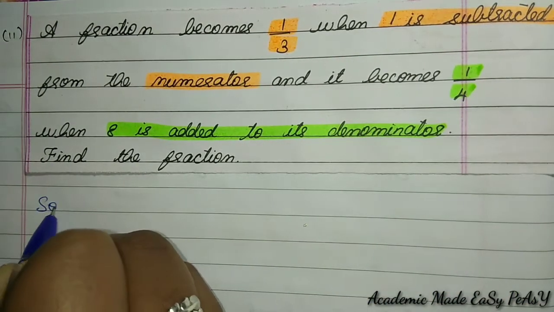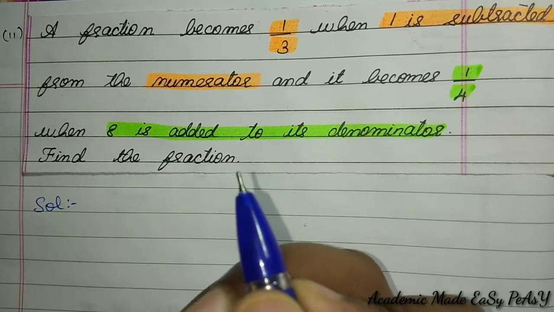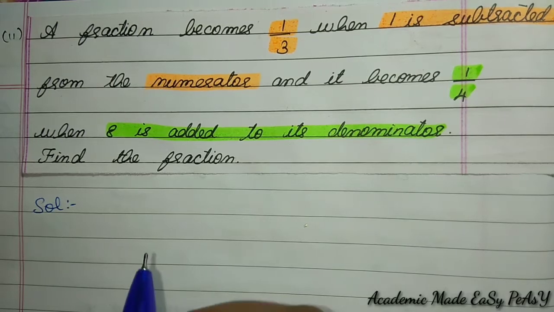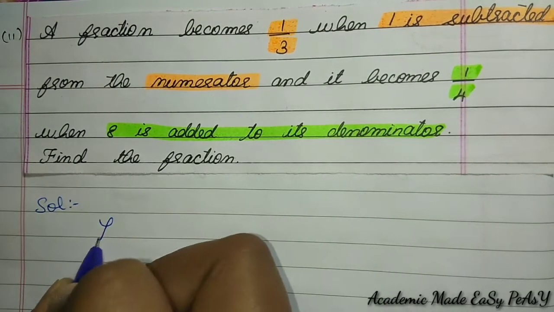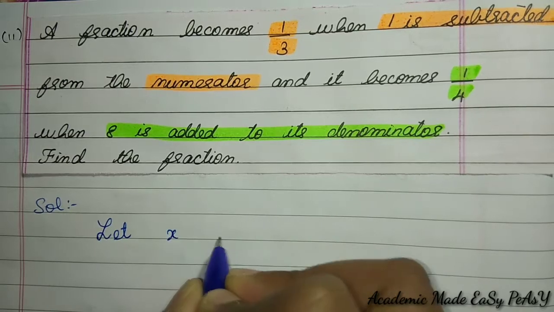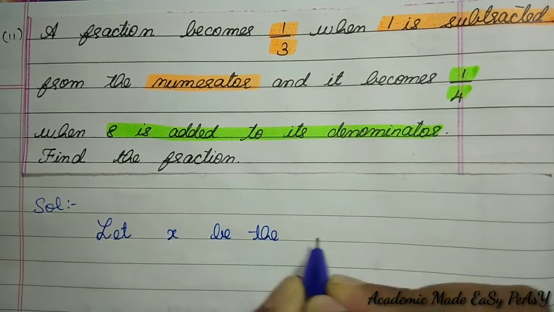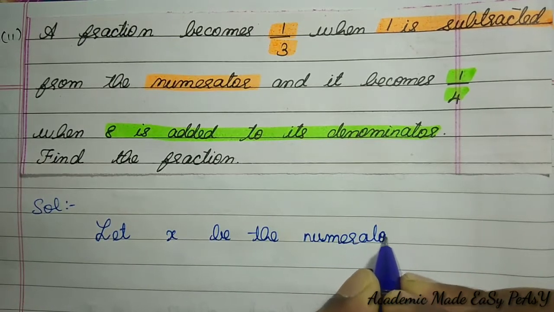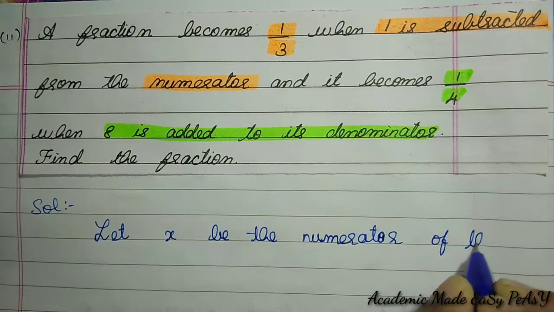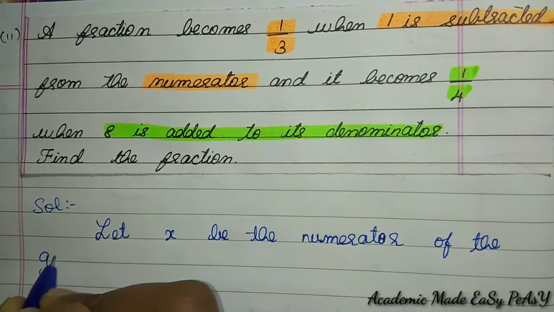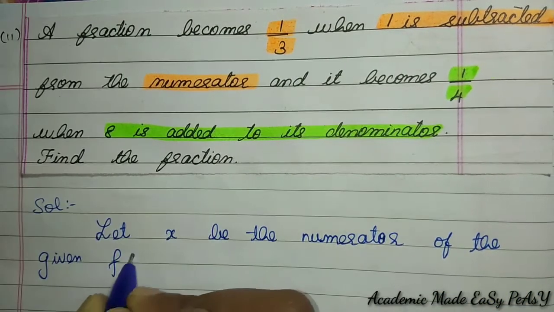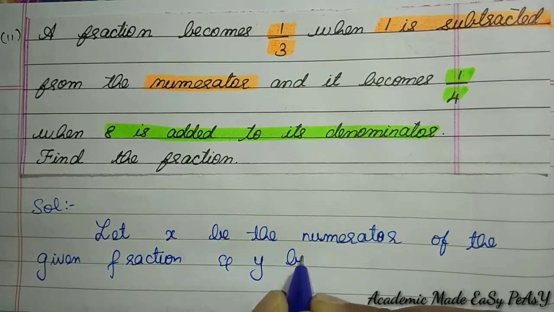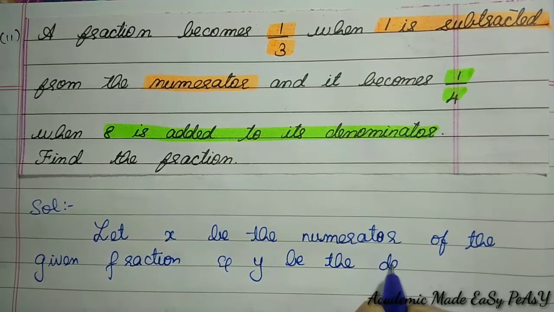So now solution. So we have already seen these types of sums in the previous exercise. So I think this will be easy for us to do. So let x be the numerator of the given fraction and y be the denominator.